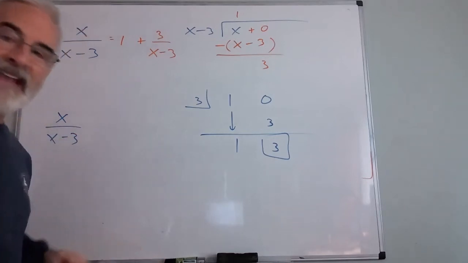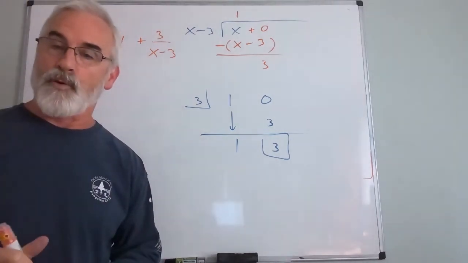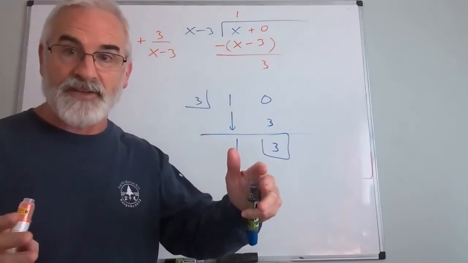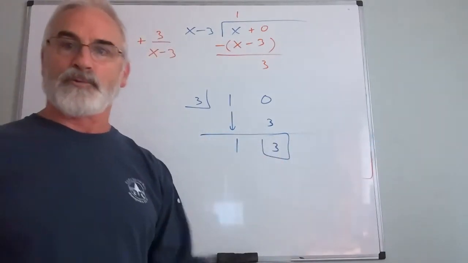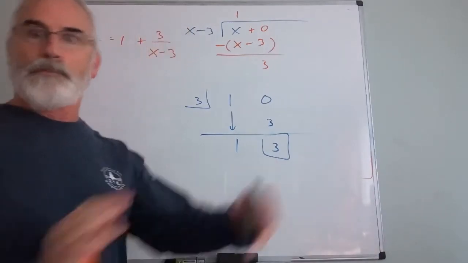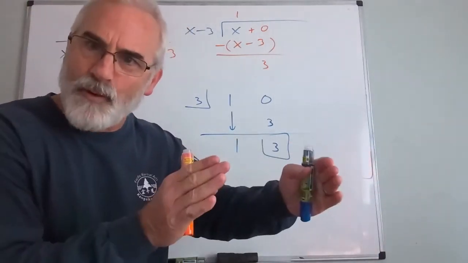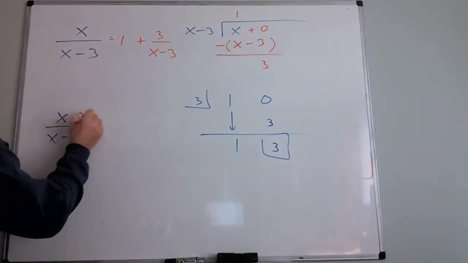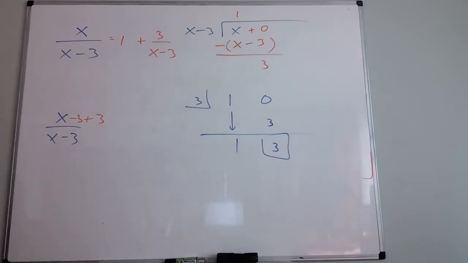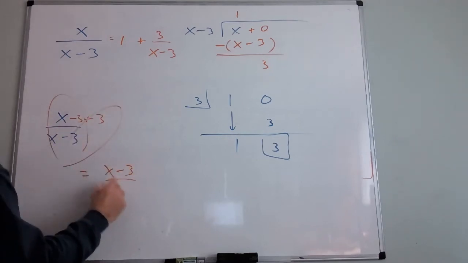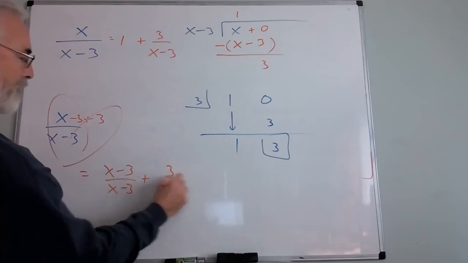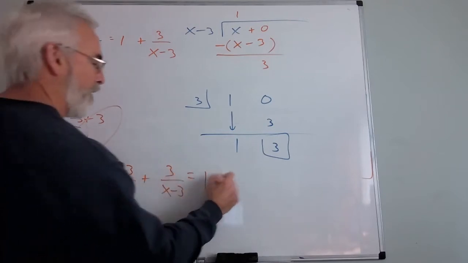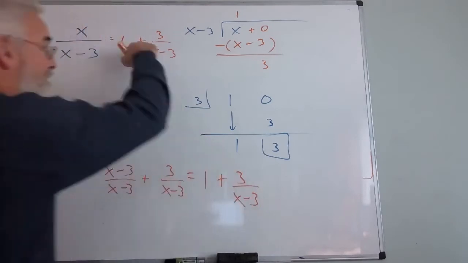Because you can always add and subtract the same value to a quantity, regardless of what my quantity is. If I decided to add and subtract 10, or add and subtract x, or add and subtract root pi, if you add and subtract the same quantity to something, it doesn't change the value. So what if I said, I'm going to put -3 plus 3? Have I changed the value at all? No, I just added 0. But then if I pull apart this quotient, I have x minus 3 over x minus 3 plus 3 over x minus 3, which is simply 1 plus 3 over x minus 3.